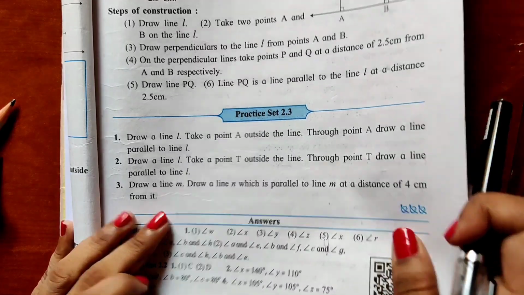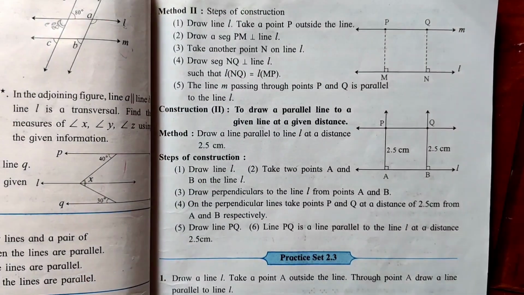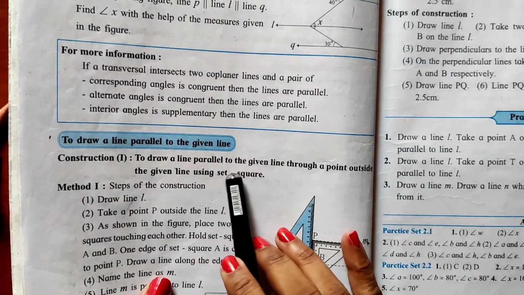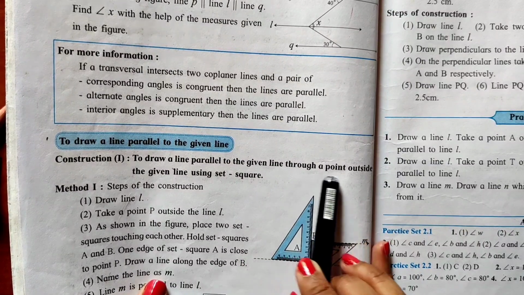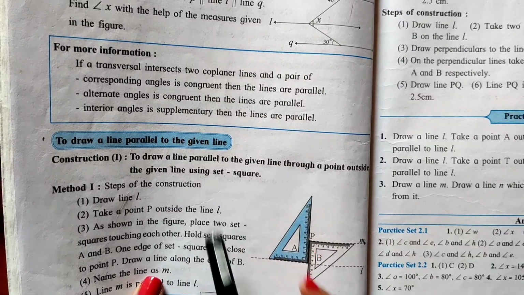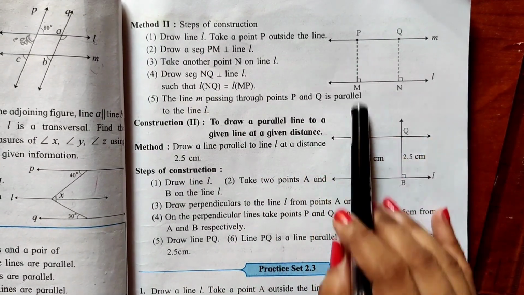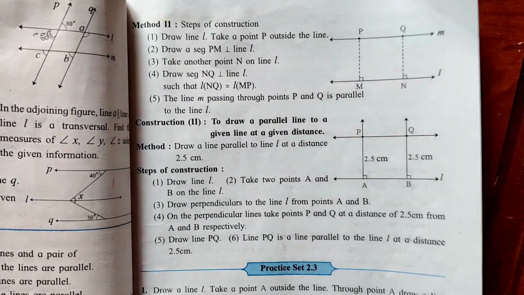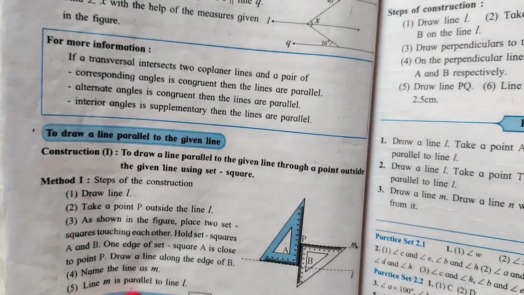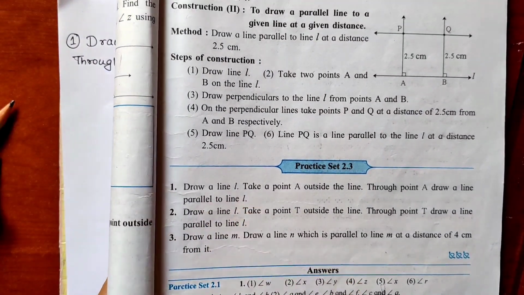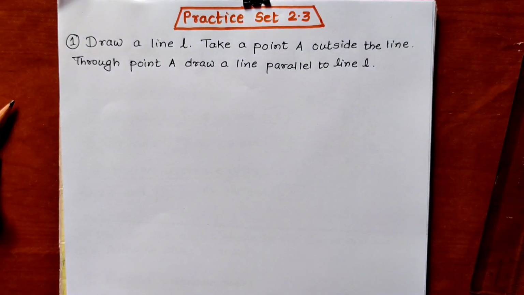Children, in this textbook, we have given two methods for drawing a parallel line to the given line through a point outside the given line. First method is using set square and second method is we can draw perpendicular and then we can draw a parallel line. So we will see both these methods and we will draw parallel line to this line L.